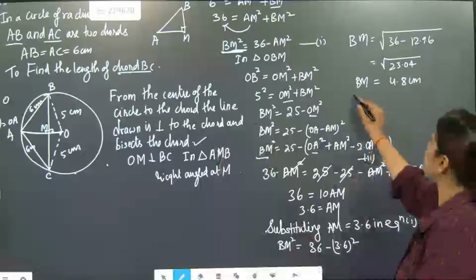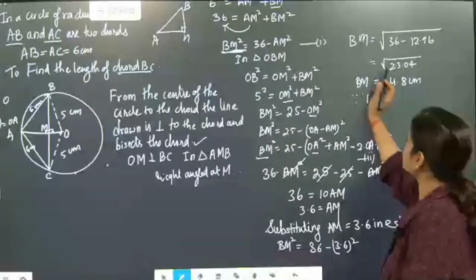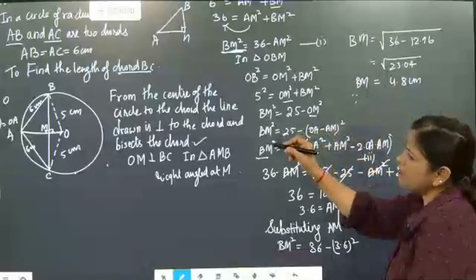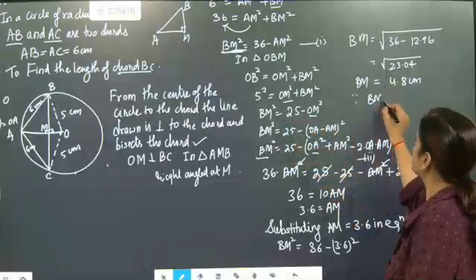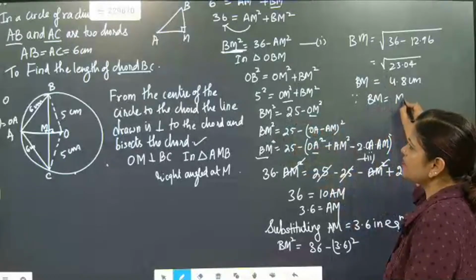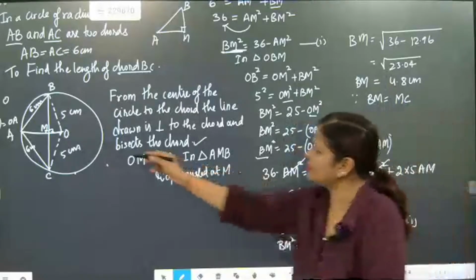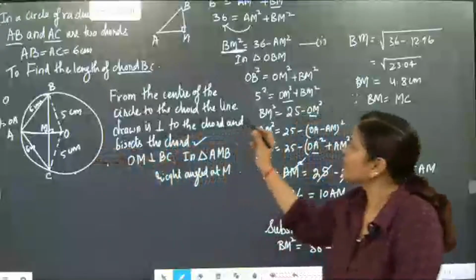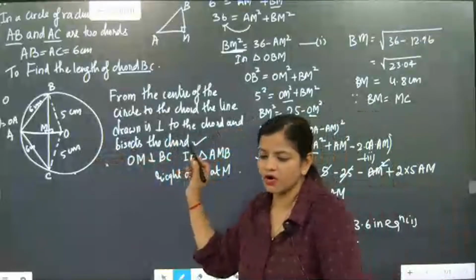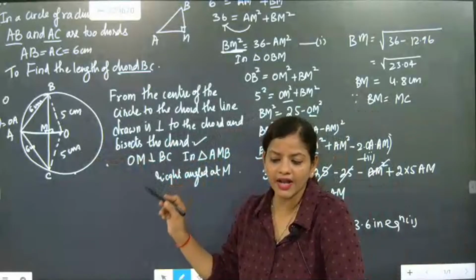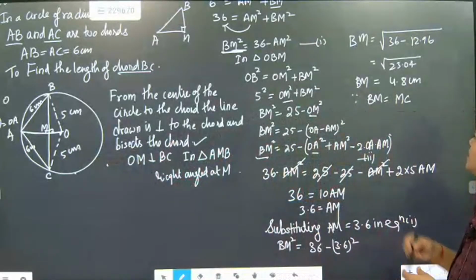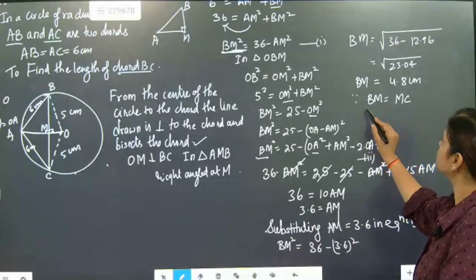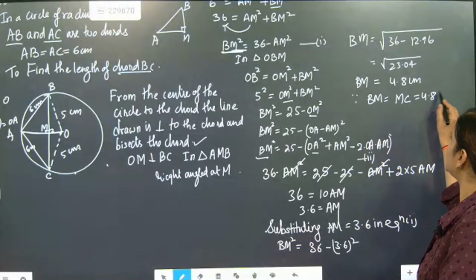Since we know that the line from the center, OM, bisects the chord, BM is equal to MC. Already we have done, na, BM is equal to MC. Why? Because the line drawn from the center of the circle to the chord is perpendicular to the chord and bisects the chord. So 100% we are going to write this, beta. So BM is equal to MC, so MC is also equal to 4.8 centimeters.